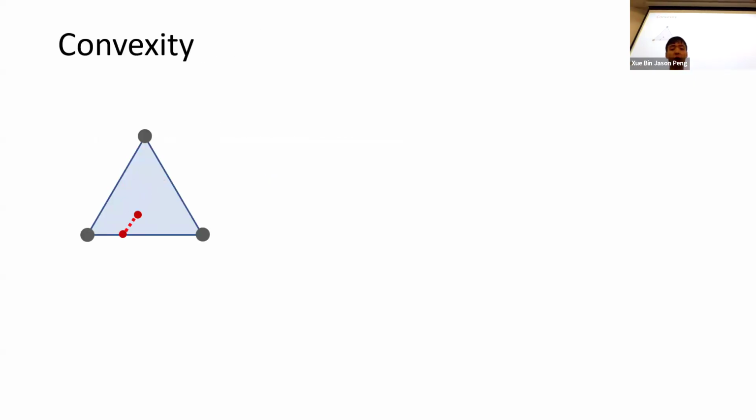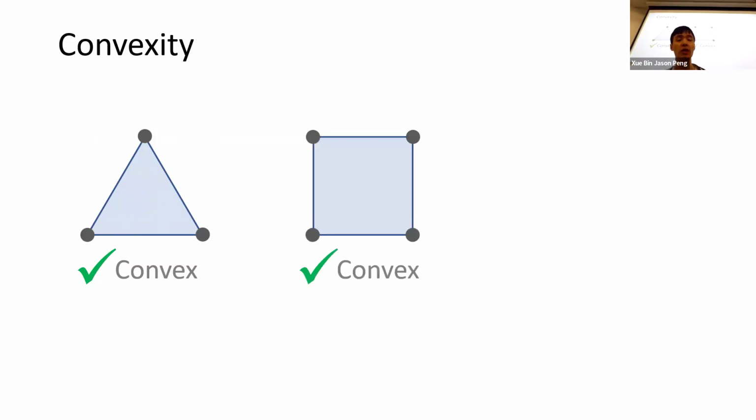Right. So if a shape satisfies this characteristic, we say that this shape is convex. But triangles are not the only convex shapes. For example, I can take a cube like this. We can pick any two points inside this cube, and the resulting line will be fully contained within that cube. So in this case, this cube is also convex.